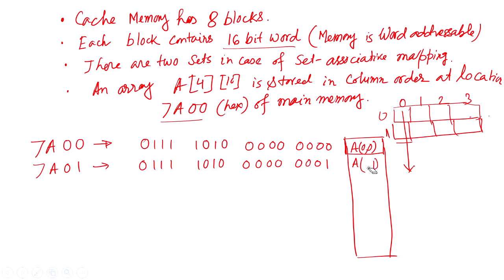So, next will be stored in which element? It will be stored in 1 0 because the next column is 1 0. So, next is 7A 0 2, this will be 0 1 1 1, 1 0 1 0, 0 0 0 0, 0 0 1 0. Next will be A 2 0, right, column major.